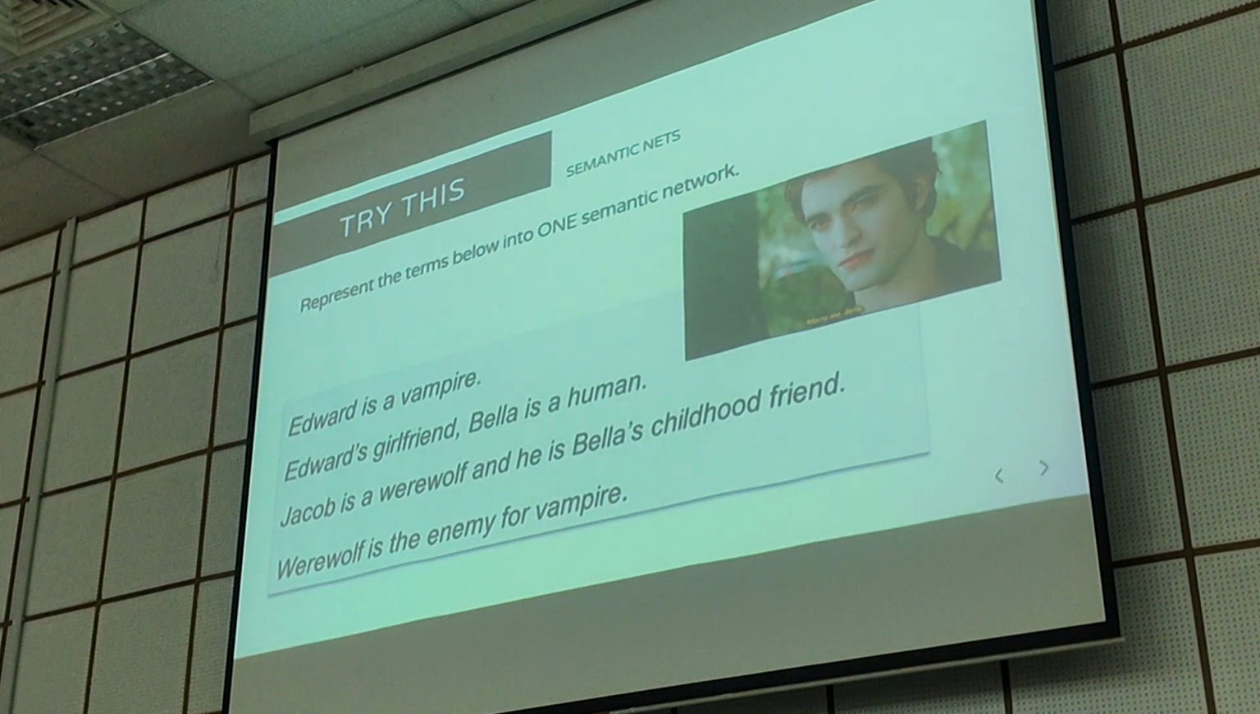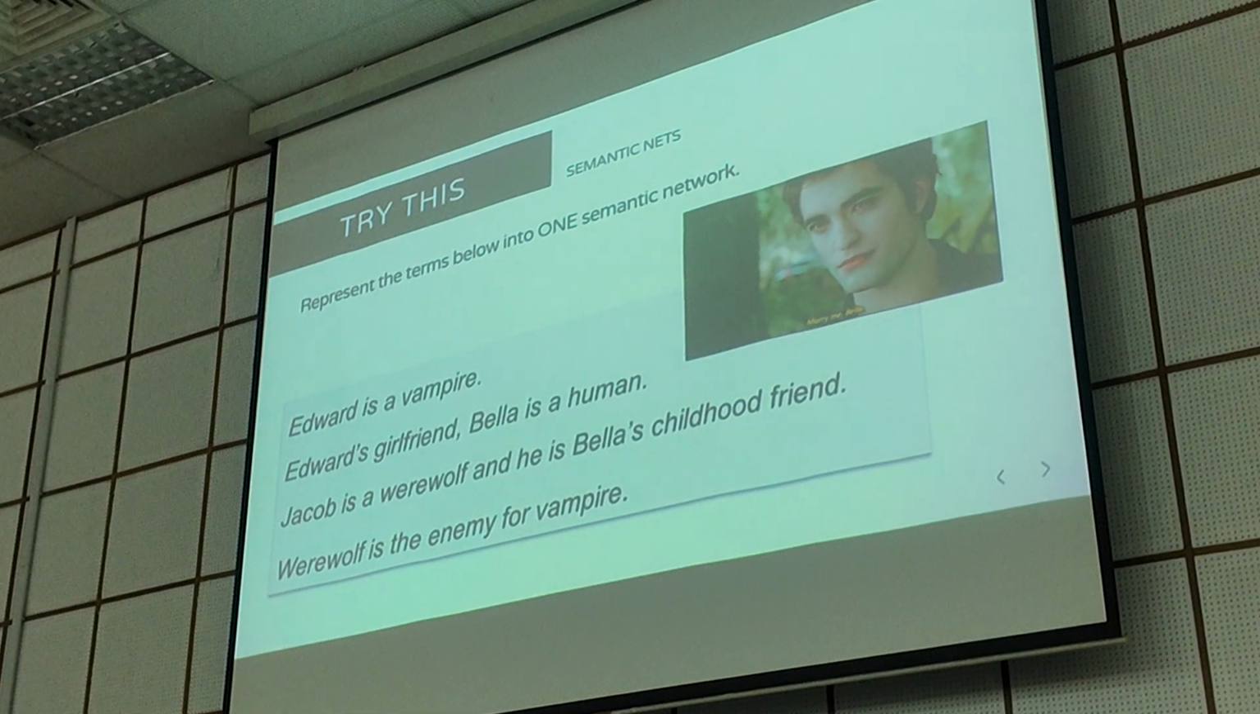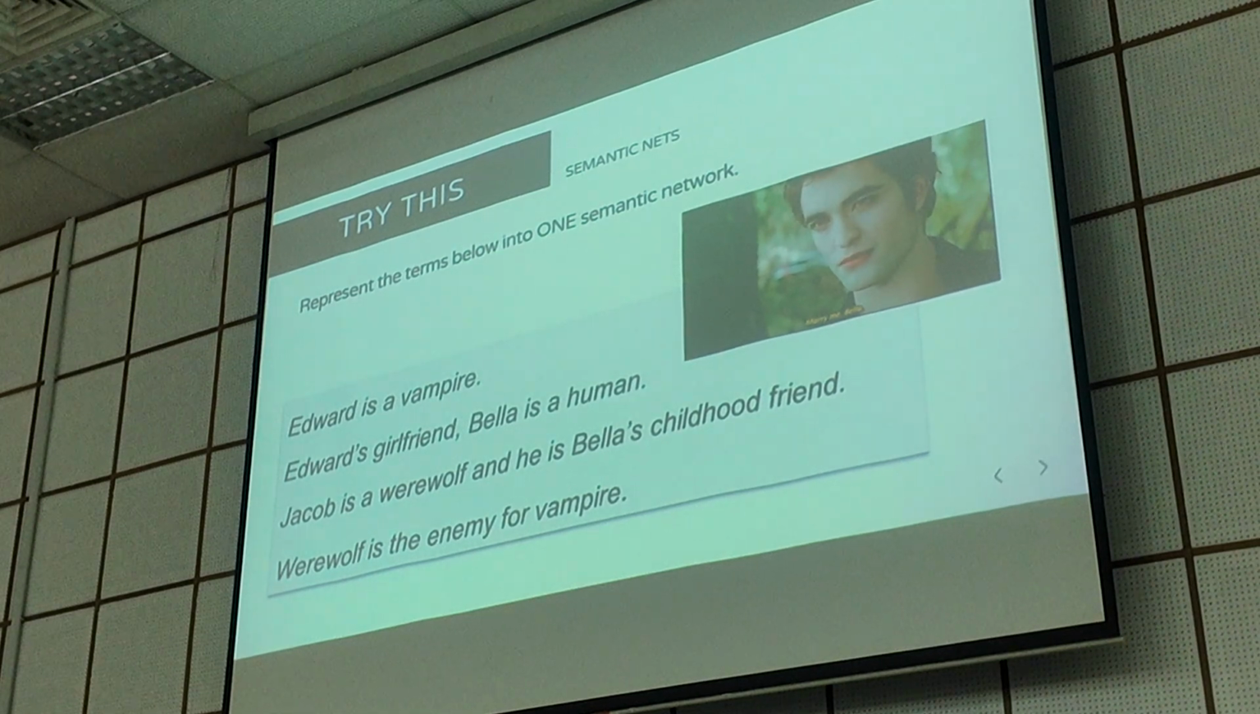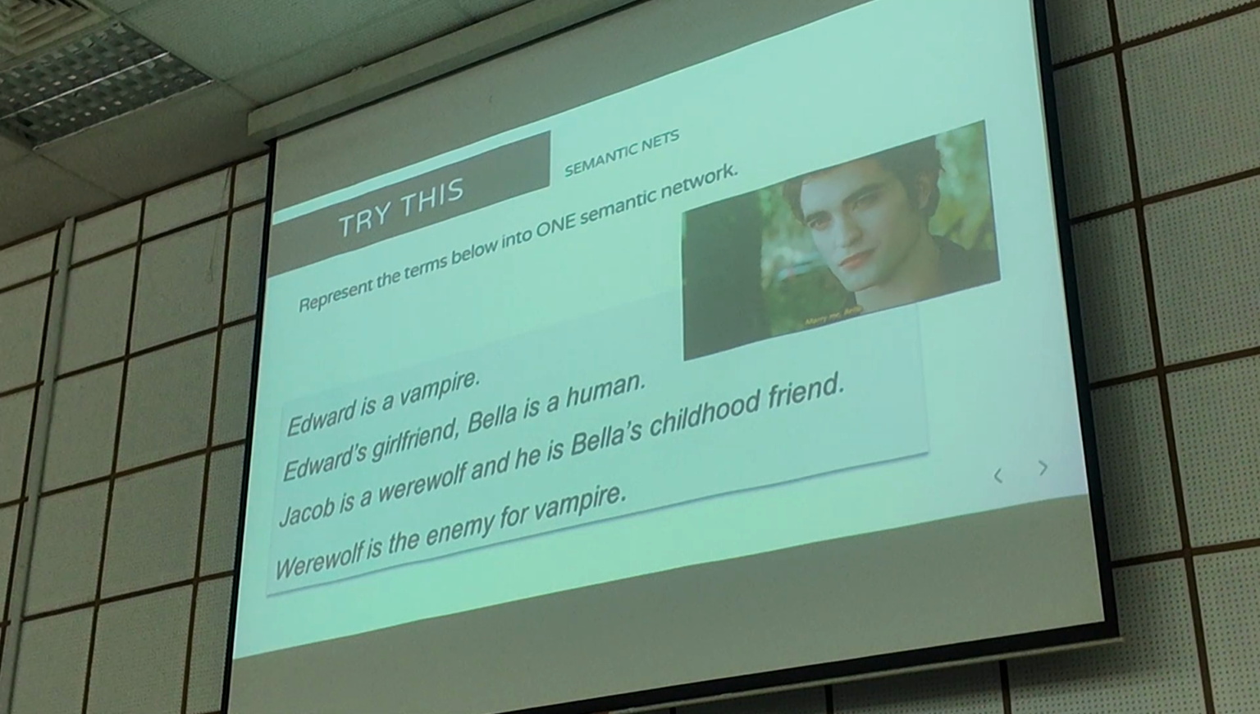Okay, so Edward's girlfriend. What is the relationship between Edward and Bella? Is it boyfriend to or girlfriend to? It's up to you. You can put boyfriend to. Edward is a boyfriend to Bella. So Bella is an instance. Instance is the example. Okay, done. Second sentence done.